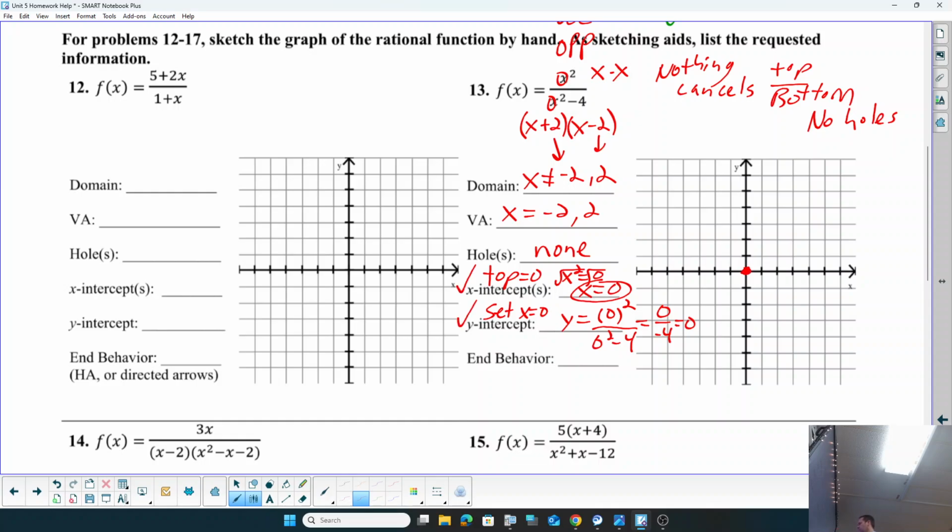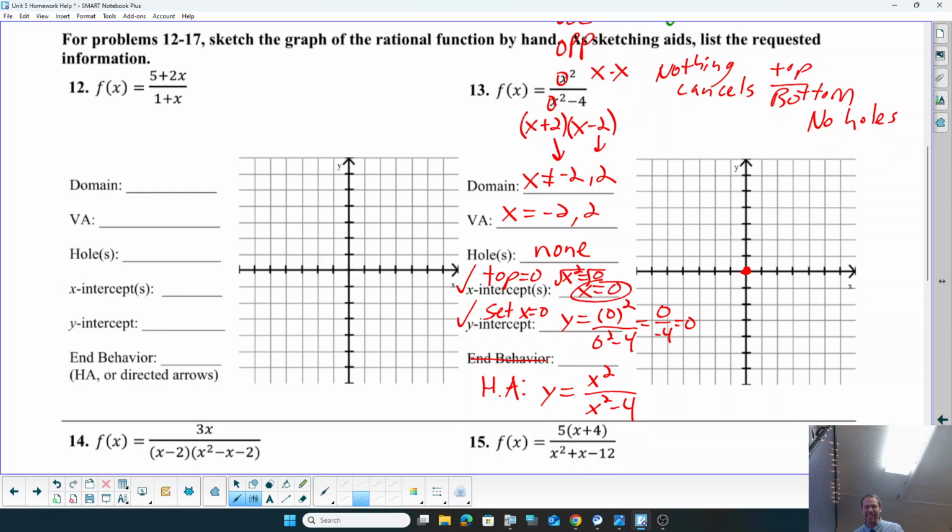Boom, boom. Okay, end behavior time. If things cancel in the top and the bottom and there's nothing left, just a line, or if it's slanted, you put the end behavior. Otherwise, you're going to put the horizontal asymptote. So that's what we're going to ask for here. The horizontal asymptote depends on the powers. Are my powers the same? Yes, they are. So we look at the original, x squared over x squared minus 4.